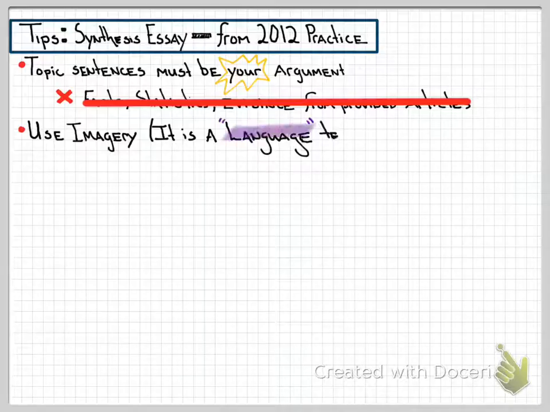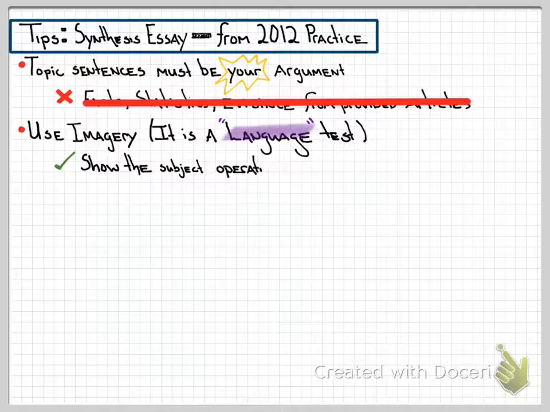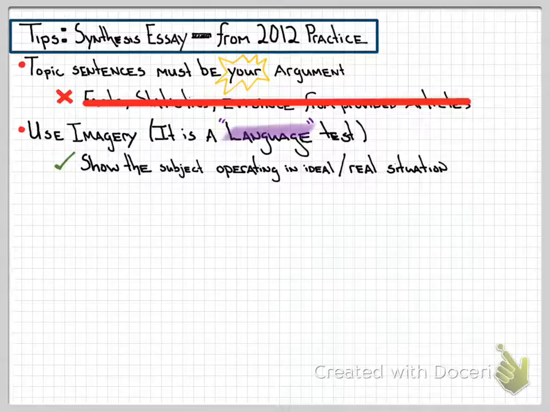The second tip is to remember to use imagery. This is a language test, after all, so try and be sophisticated in the way you present things. That means show the subject operating in an ideal or real situation. I'll try to give a better example of what I mean by that when we outline a little bit later on.